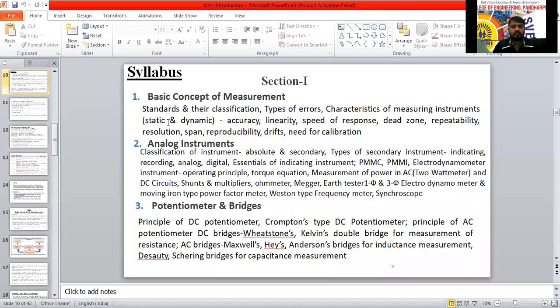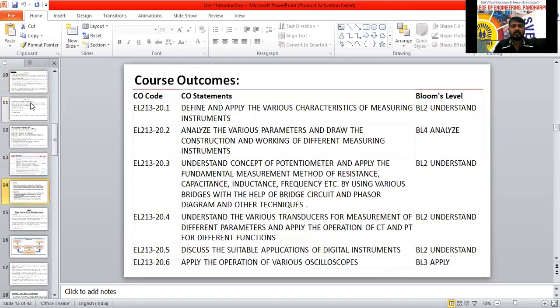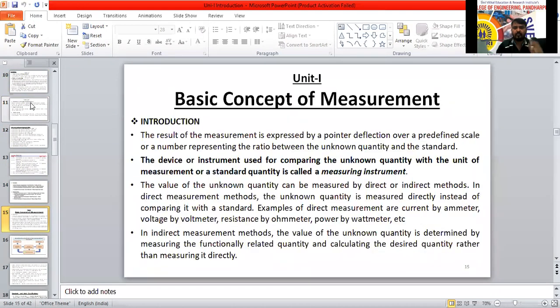Today we are going to start the first unit, that is called basic concept of measurement. The main thing we are going to discuss is what is the concept of measurement and what is the block diagram. So unit 1 is called basic concept of measurement.